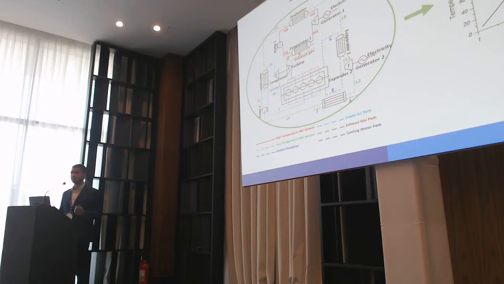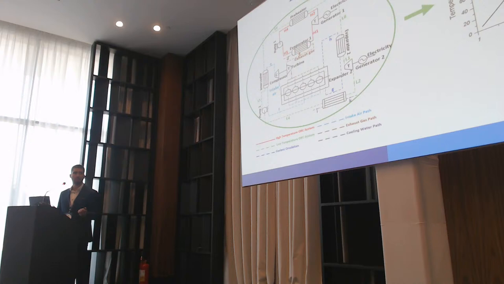Let's talk about the low temperature cycle. In this cycle, the organic medium enters pump 2, where it reaches the high temperature, the high pressure of this cycle. Then it enters the intercooler, where it receives heat from the compressed intake air of the main diesel engines. Then it enters the preheater, where it receives heat from the organic medium of the high temperature cycle.